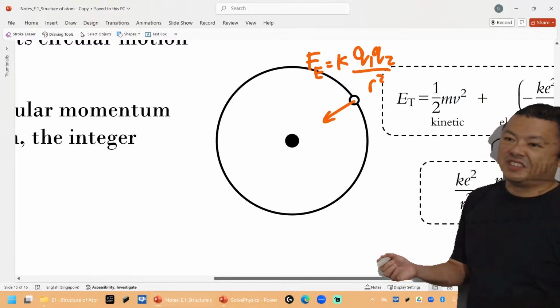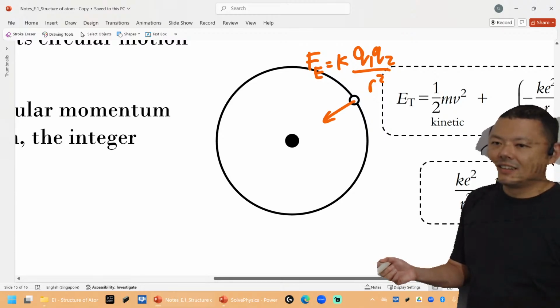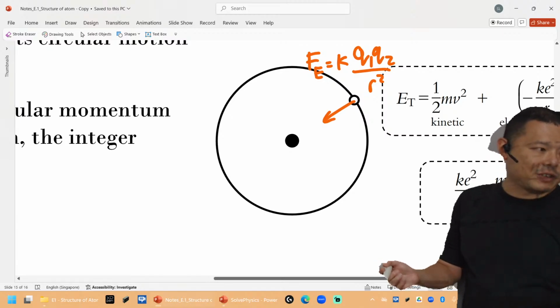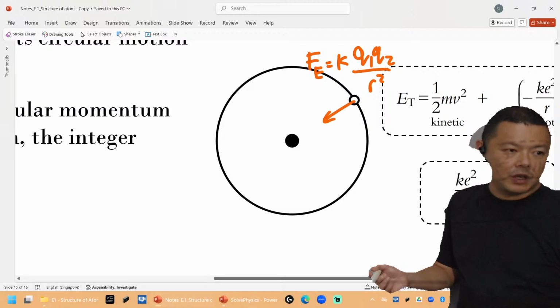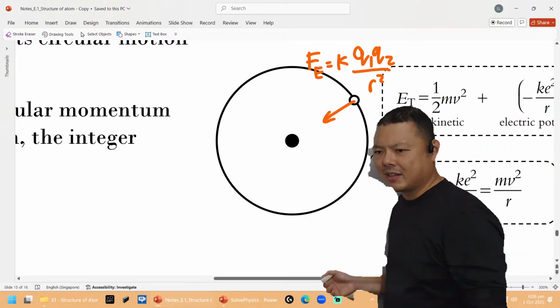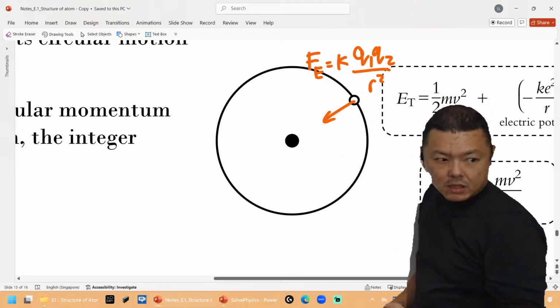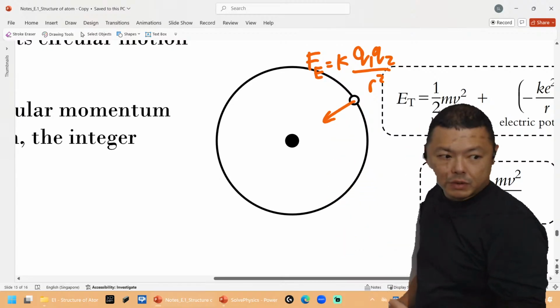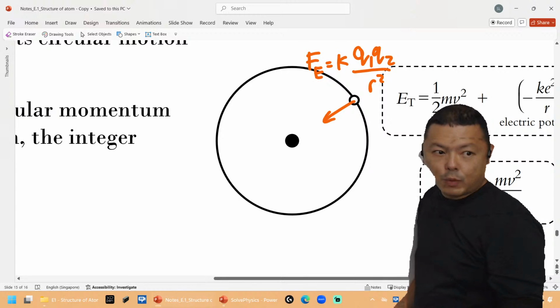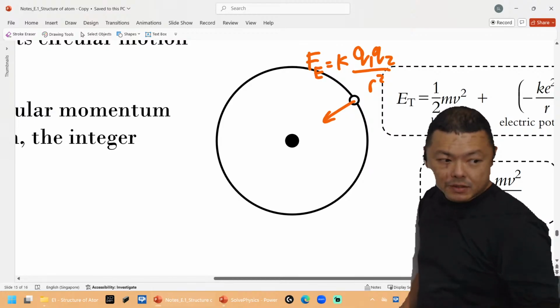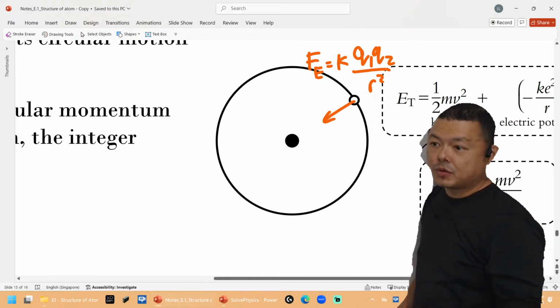The fact that you exist. The fact that everything around us exists in the first place means that the electron is not crashing in or collapsing into the nucleus. You get what I'm saying? If they ask what was one of Bohr's assumptions, it is that the electron doesn't crash into the nucleus. Why? Because it doesn't lose energy. Because if it did, what happens? Everything becomes a neutron.